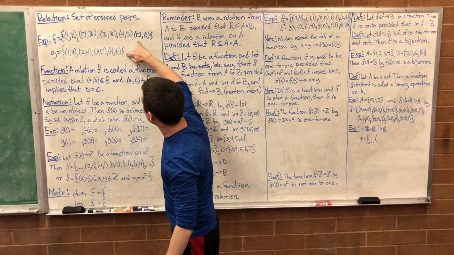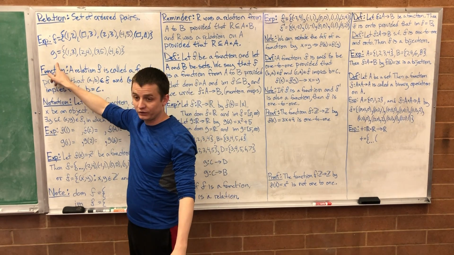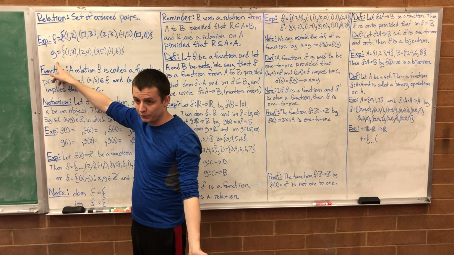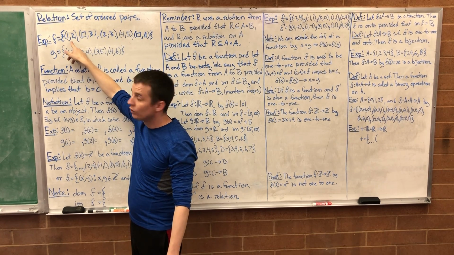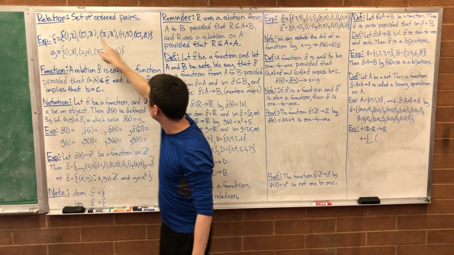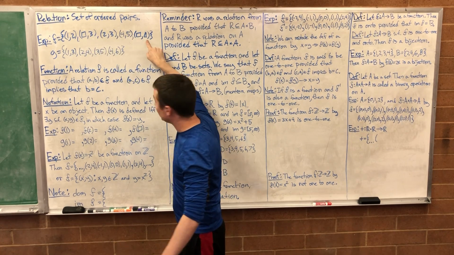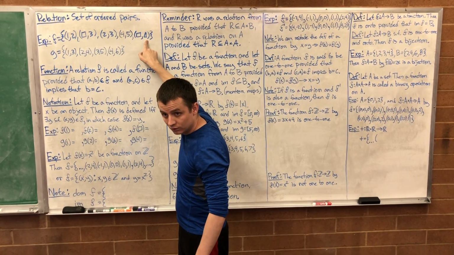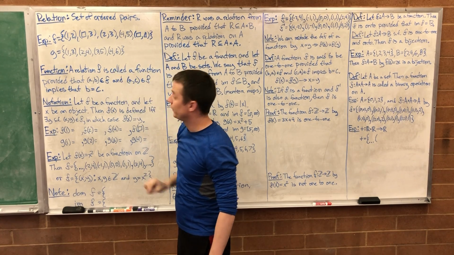So let's look at these two and see which of these is a function and which isn't. F and G are both relations, right? They're just sets of ordered pairs. Is F a function? No. Why not? Square goes to 3 and square goes to triangle, but 3 is not equal to triangle.